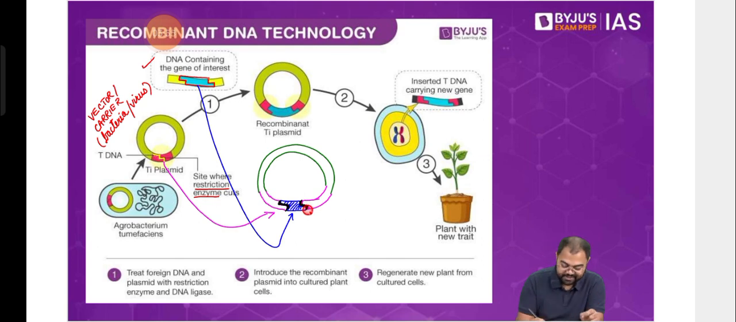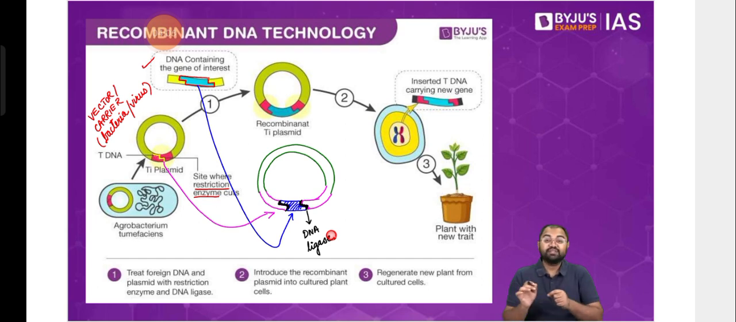This Fevistick or Fevicol that we have here is called DNA ligase. DNA ligase is that Fevicol; it is an enzyme basically, the enzyme that helps you stick these two ends together. Now this DNA, where you have the carrier and the gene of interest, is called the recombinant DNA.